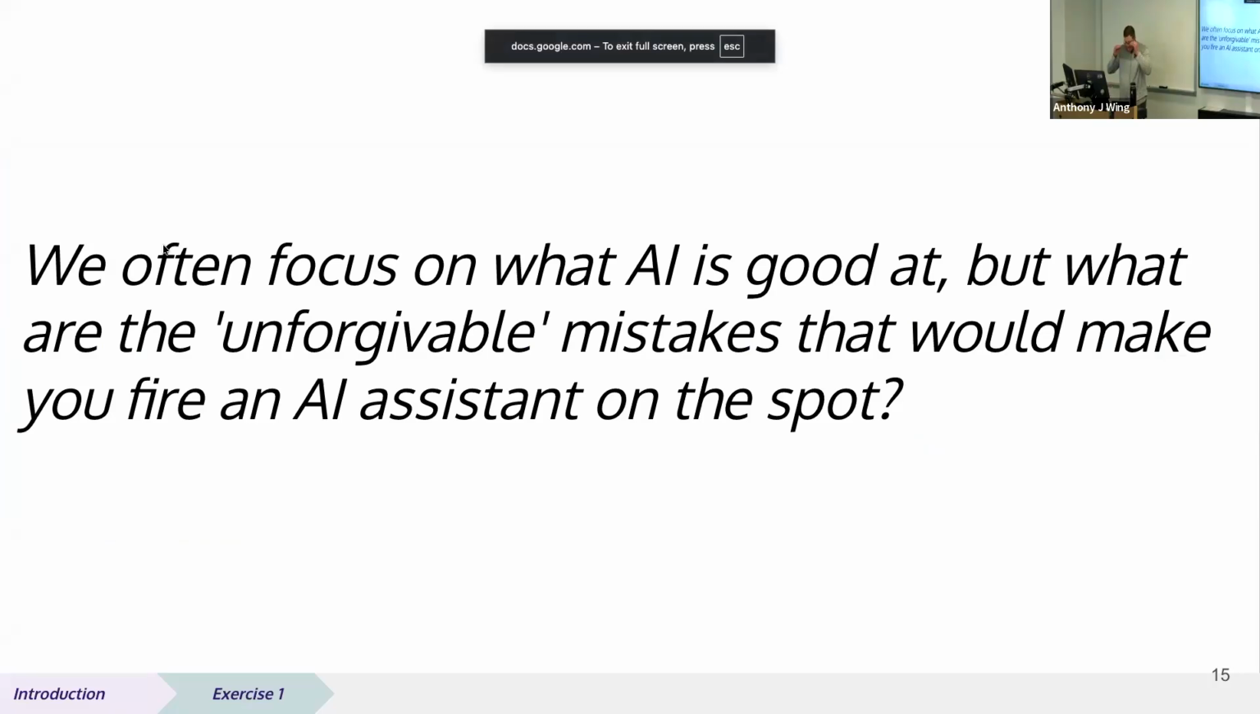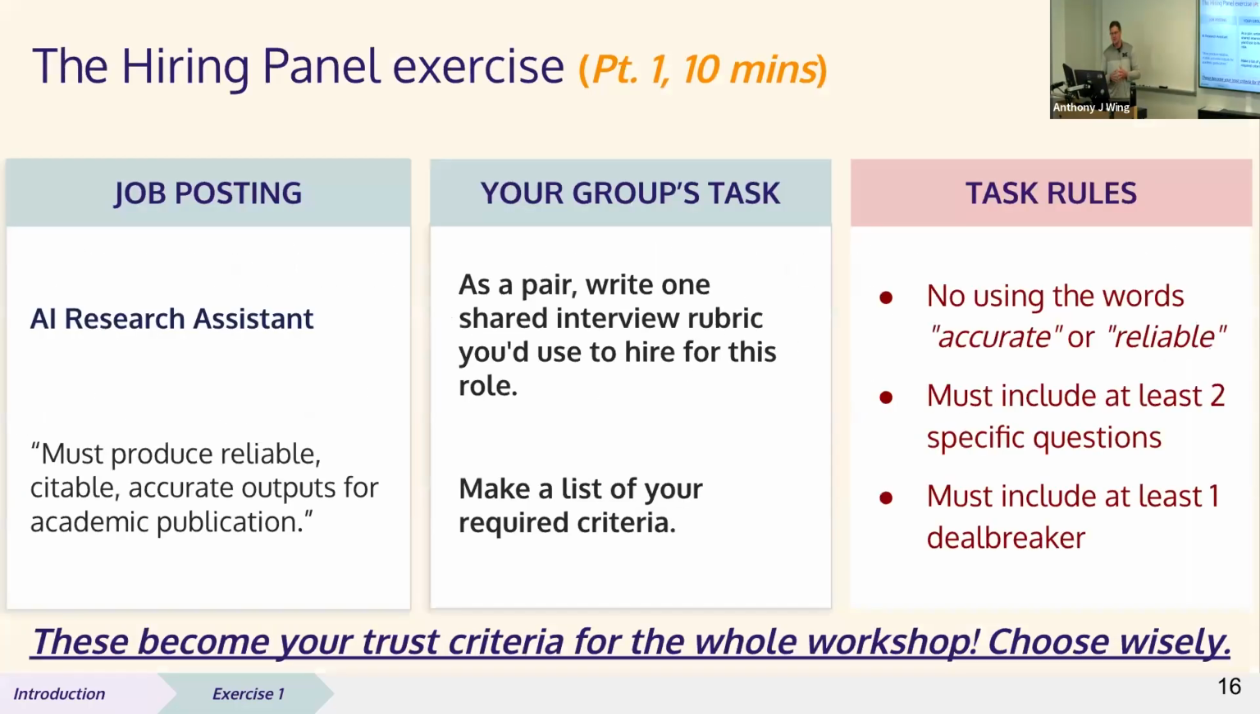Okay, so a lot of the time we often focus on what AI is good at, right? But what are some of those unforgivable mistakes, those that would essentially make you fire this if it was an AI assistant doing research for you, right? What does that really mean, or what does that look like? And this is actually the first exercise that we're going to do, and it doesn't even require Gemini. I know we came here to learn about Google and the different tools there, and we will right after this one, right? But this is something that's worth talking about.